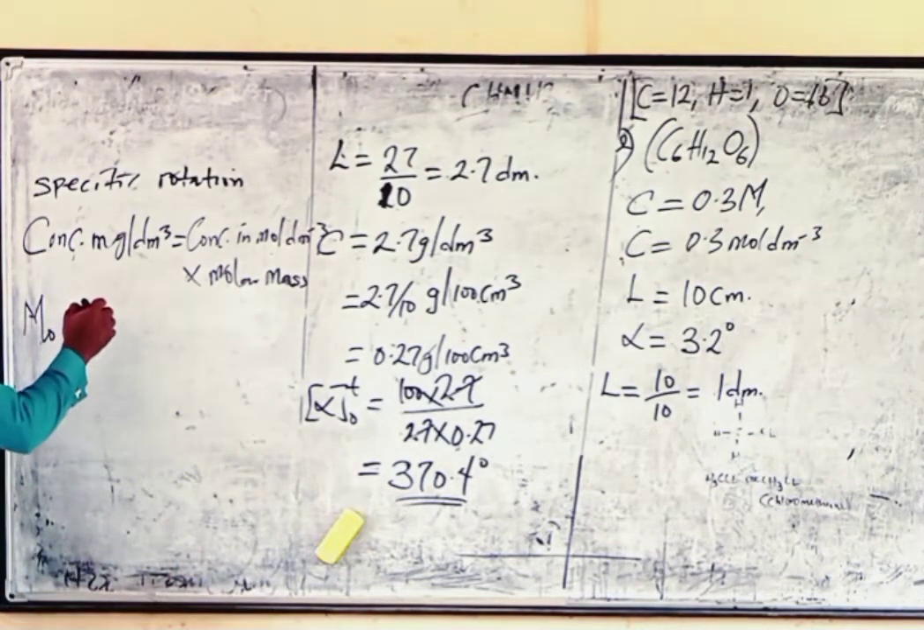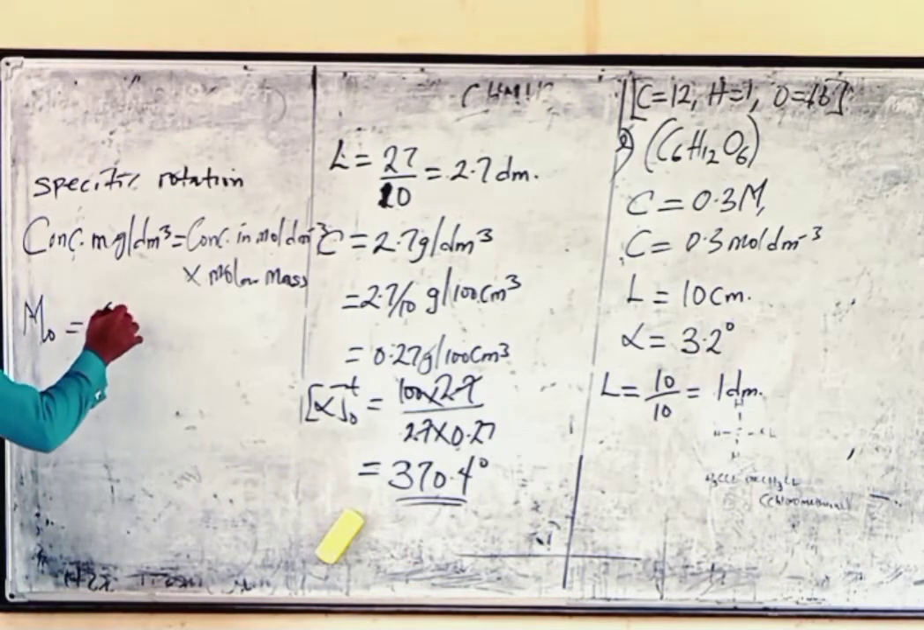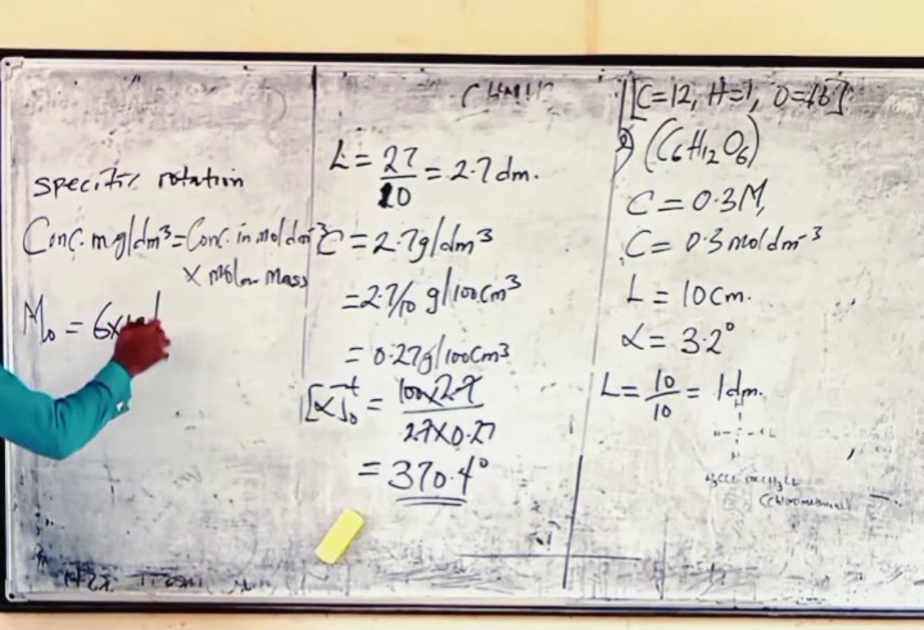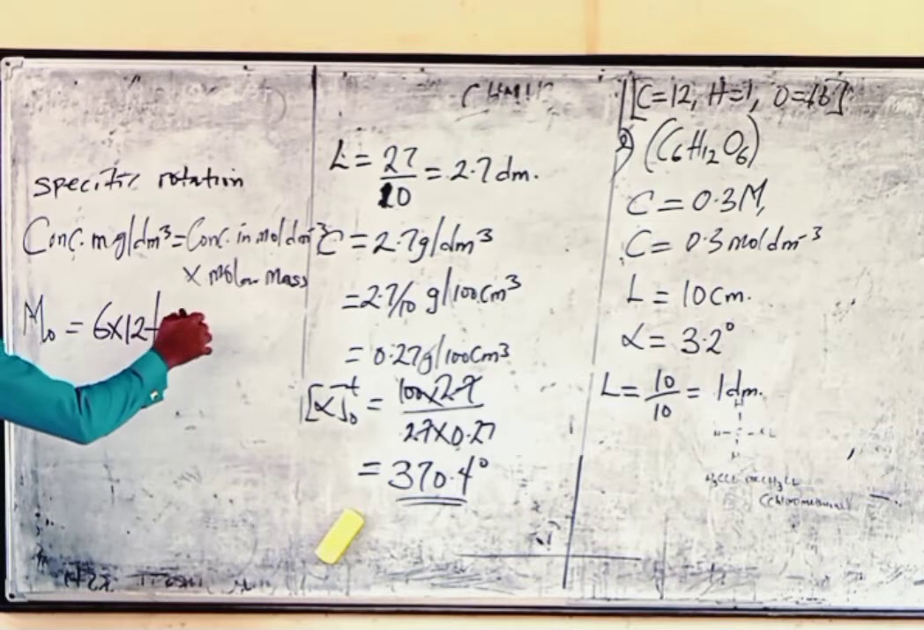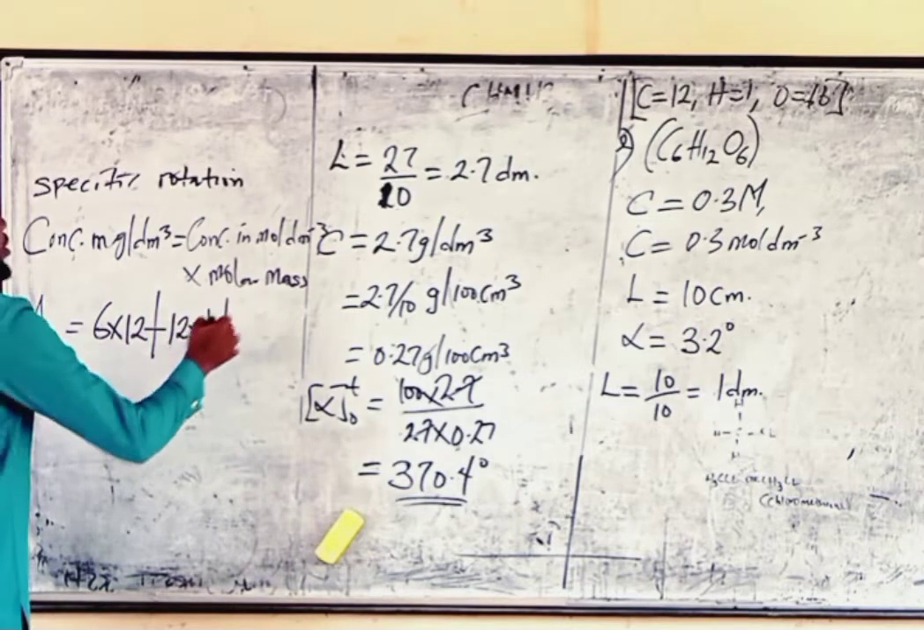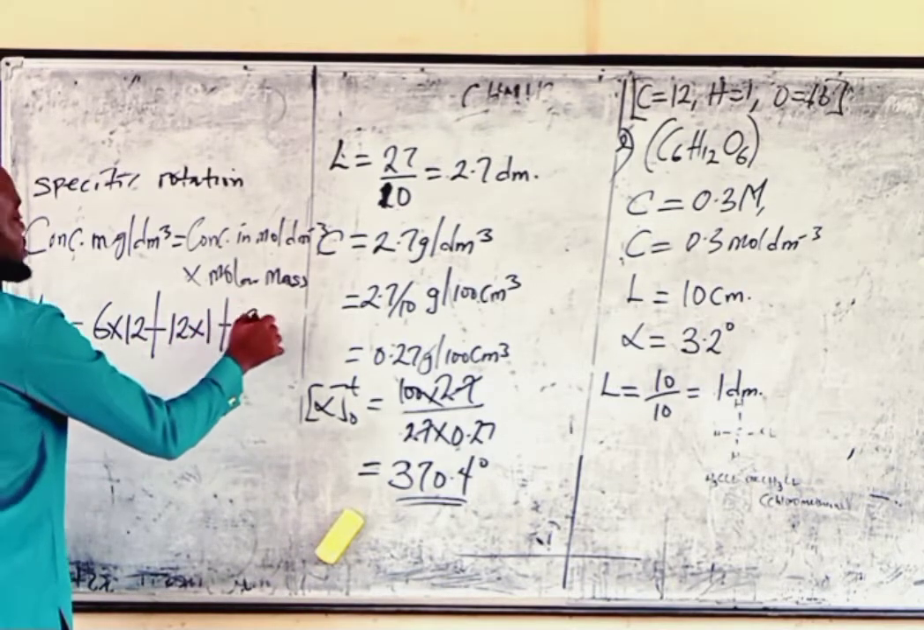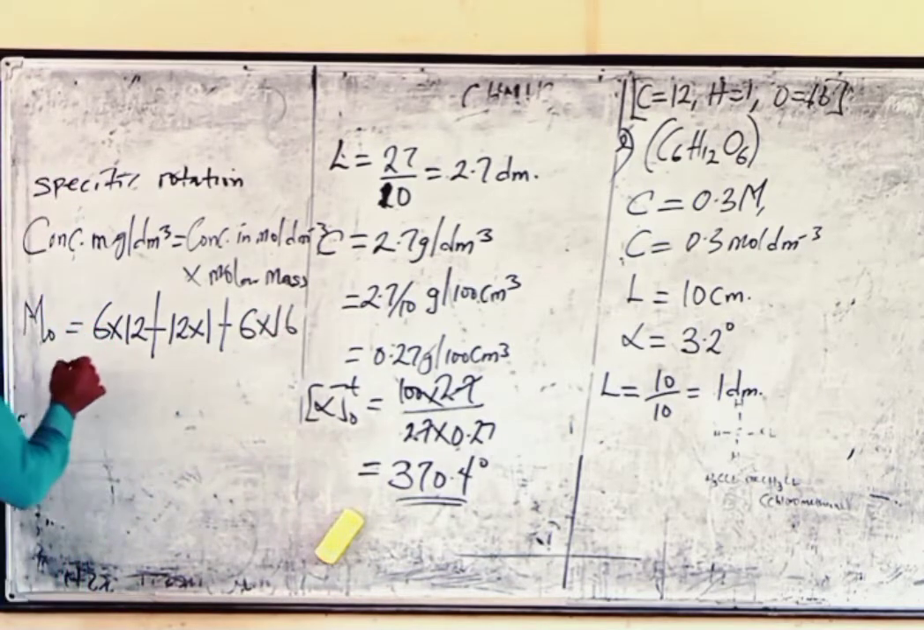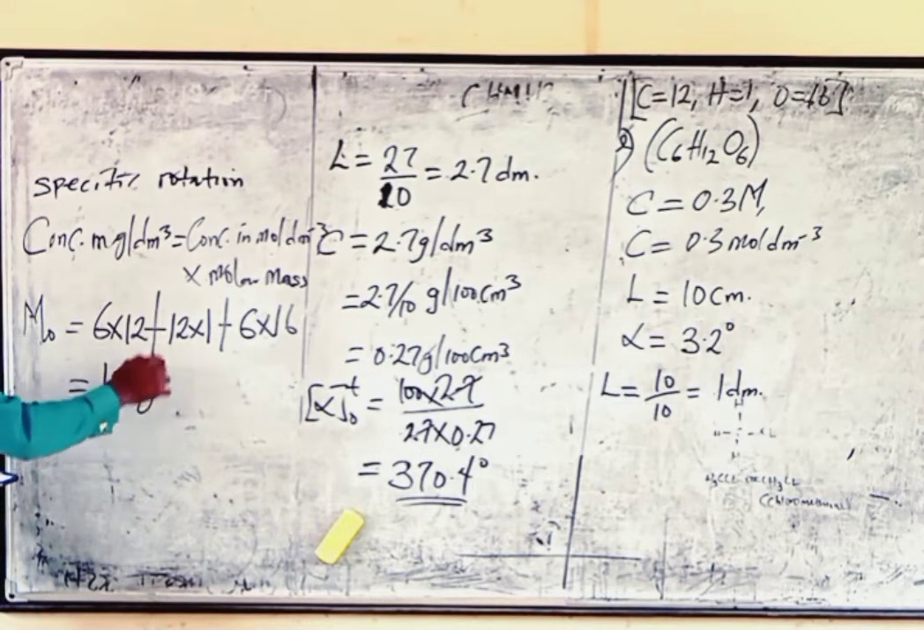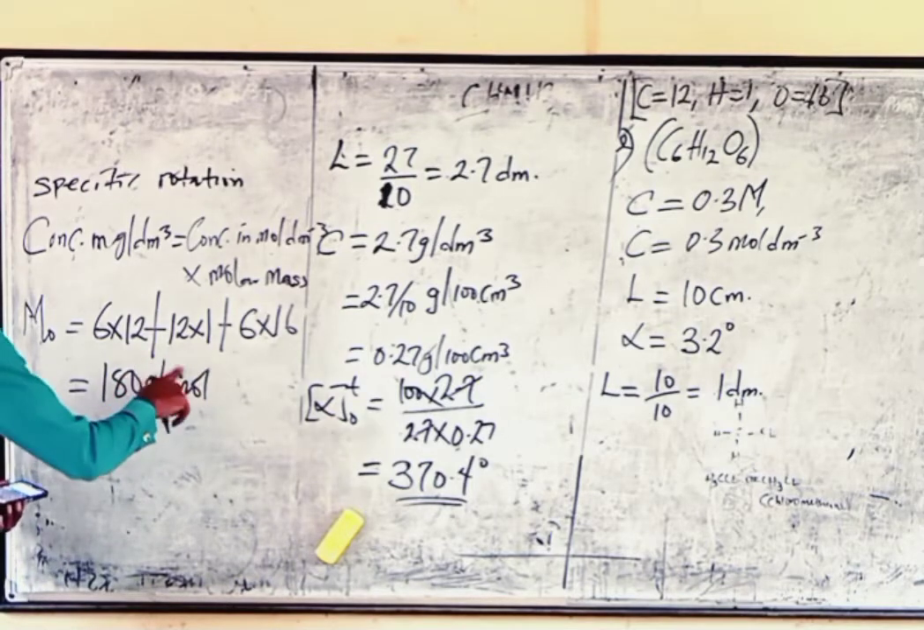So we have 6 carbon, that is 6 times the molar mass 12, plus 12 hydrogen, 12 times the molar mass 1, plus 6 oxygen, 6 times the molar mass 16. So we solve this: 6 times 12 plus 12 times 1 plus 6 times 16. I'm having 180, and the unit is grams per mole.